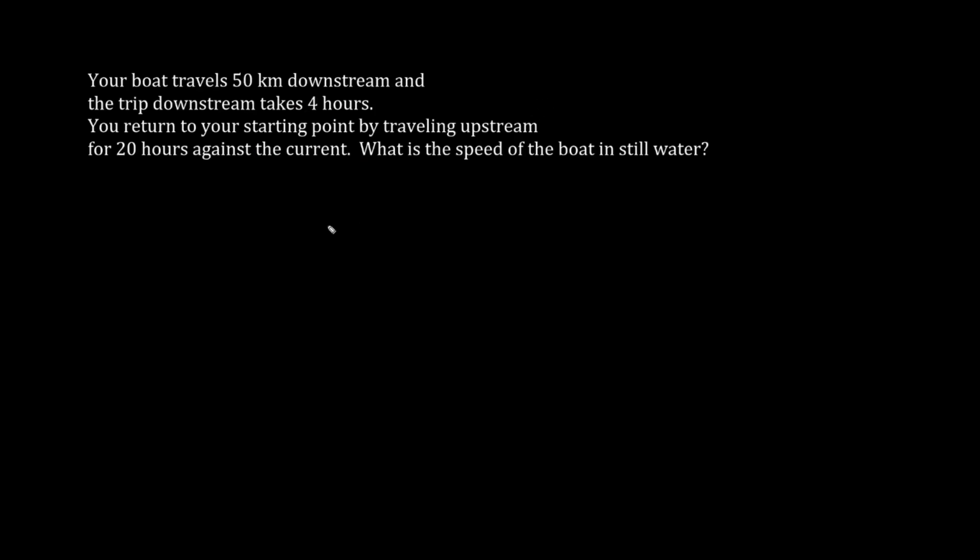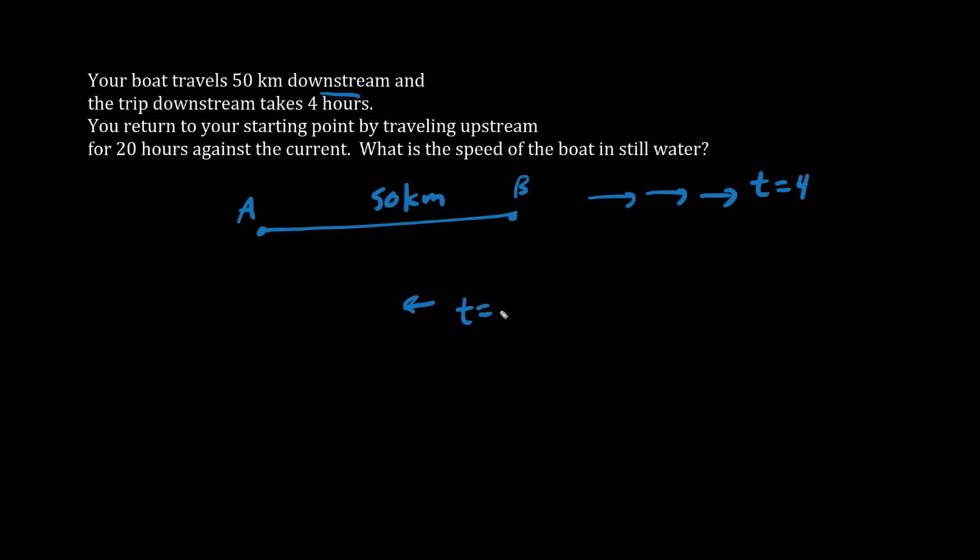Let's try this systems word problem. Your boat travels 50 kilometers from A to B, and the distance is 50 kilometers, downstream. Downstream means that you go a bit faster than usual because the current is going this way, making you faster. The trip downstream takes 4 hours, so we'll write that time equals 4. You return to your starting point by traveling upstream for 20 hours against the current. So when we're going this way, the time takes 20 hours.